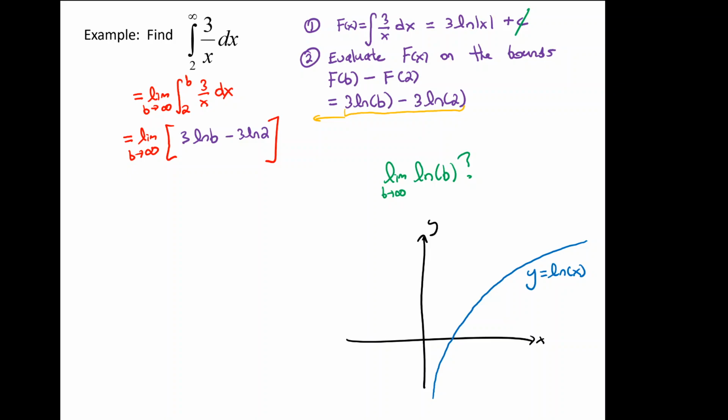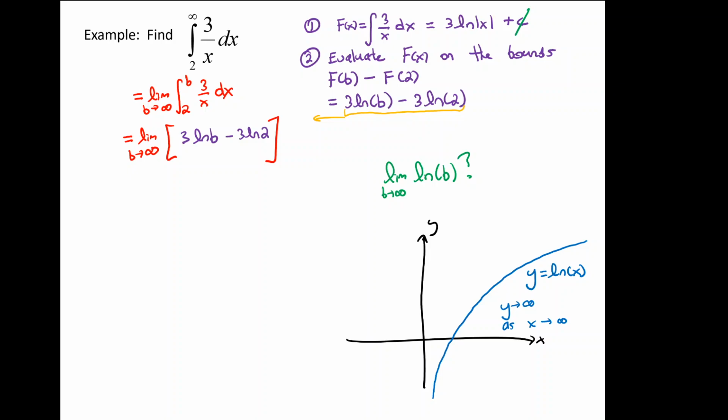Anyway, so shown in blue here is the graph of ln of x. And it's a function that does grow. The y value keeps increasing as you go to the right, but it grows very slowly. Y goes to infinity as x goes to infinity. So the y value does keep going up.